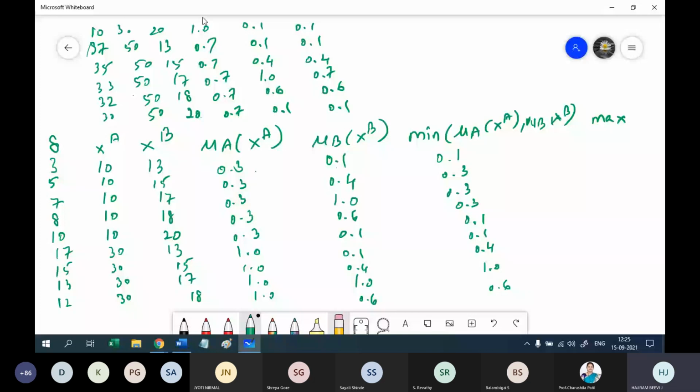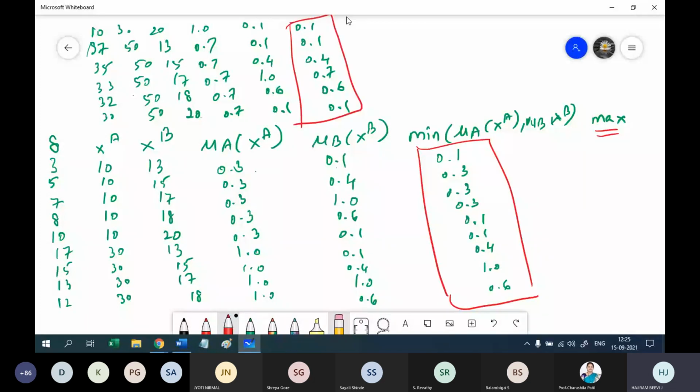So the next step, we have to find the maximum value among them. Which one is maximum here? We have 1.0. So the answer for this question is 1.0. The maximum membership value of the distance set is 1.0. I hope everyone is clear on how to find the distance and the maximum membership value also.